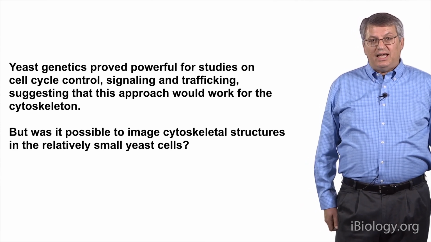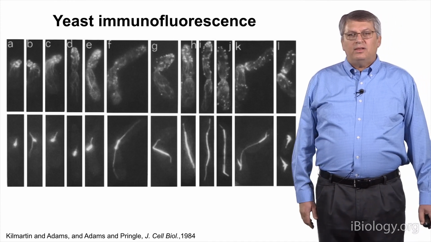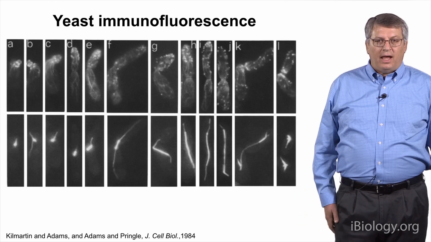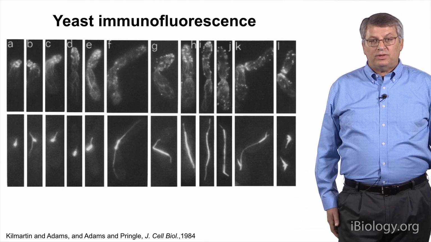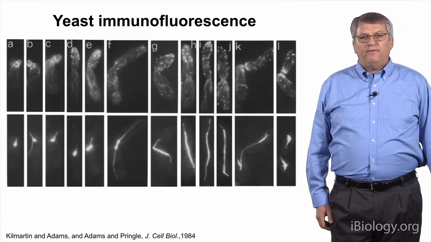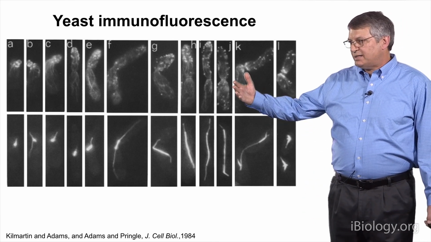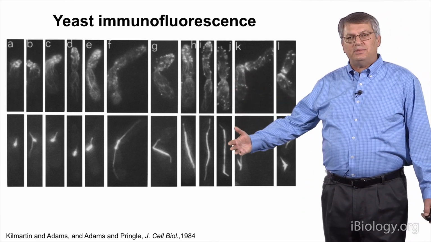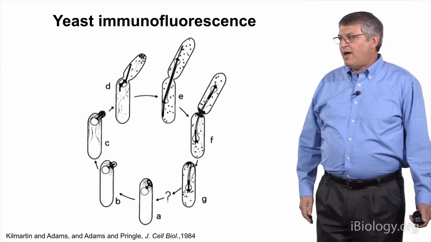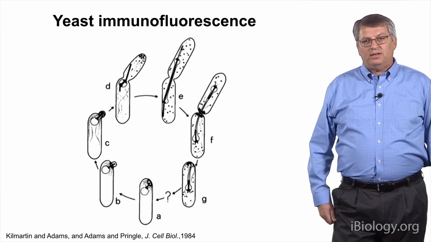And so in the 1980s, a big advance was made in yeast, where the labs of Pringle and Kilmartin, together with a graduate student, Alison Adams, worked out fluorescence microscopy for yeast cells. And so it was possible on the top to see how the actin cytoskeleton was organized, on the bottom to see how the microtubule cytoskeleton was organized, and in the end, to work out how these cytoskeletal structures reorganize themselves through the cell cycle.